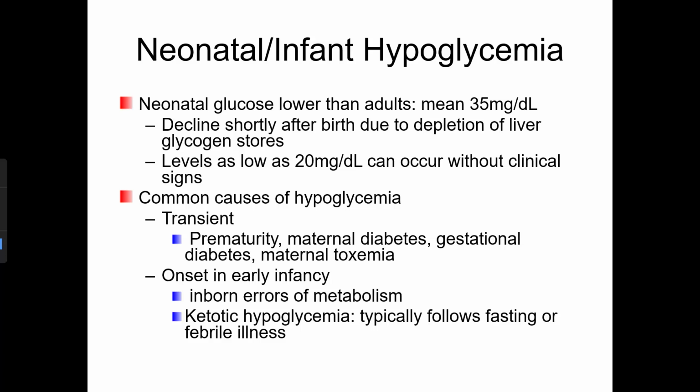So then they're dependent on replacing the glucose and building up their glycogen stores, which takes some time for them to acclimate once they get out of their mom's blood supply. Levels as low as 20 mg per deciliter can occur without clinical signs. Common causes of transient hypoglycemia: if they're premature, if the mom had diabetes or gestational diabetes, maternal toxemia, or onset in early infancy, inborn errors of metabolism. Ketotic hypoglycemia typically follows fasting or febrile illness.